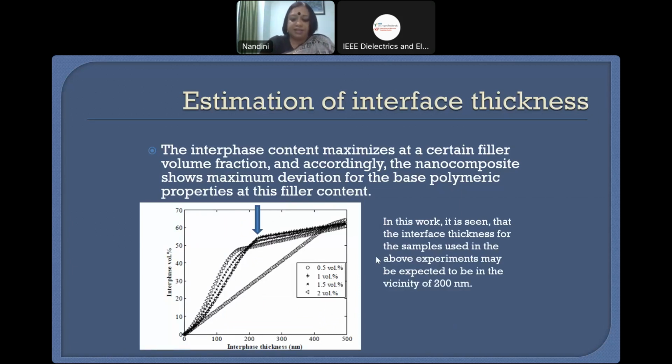Now, of course, there is an issue of dispersion here. I'll come to that later. But we more or less made sure from SEM images and a quantitative method that we use in the laboratory that 1%, 2%, 0.5%, all these samples had more or less similar dispersion.